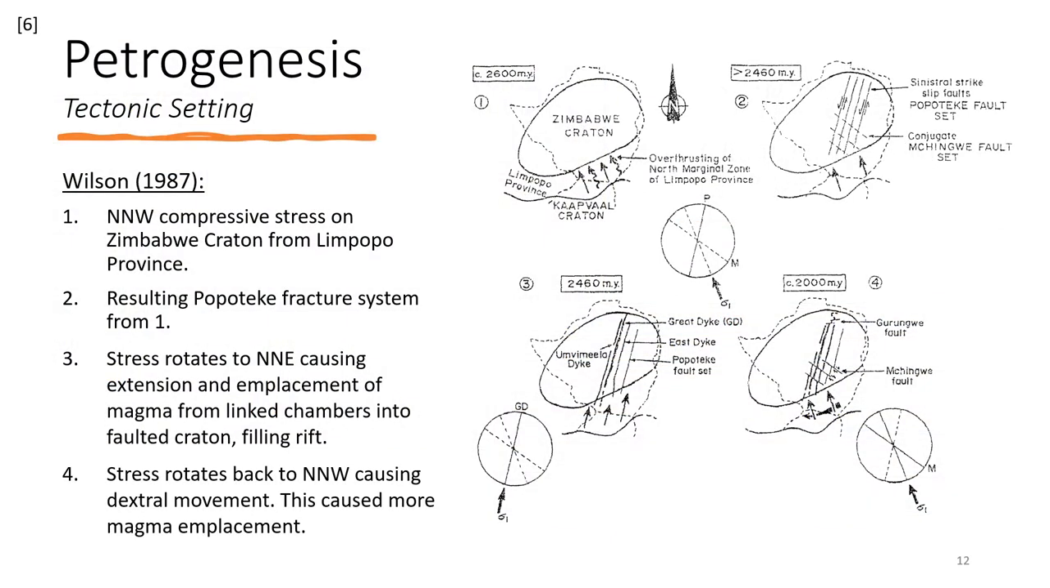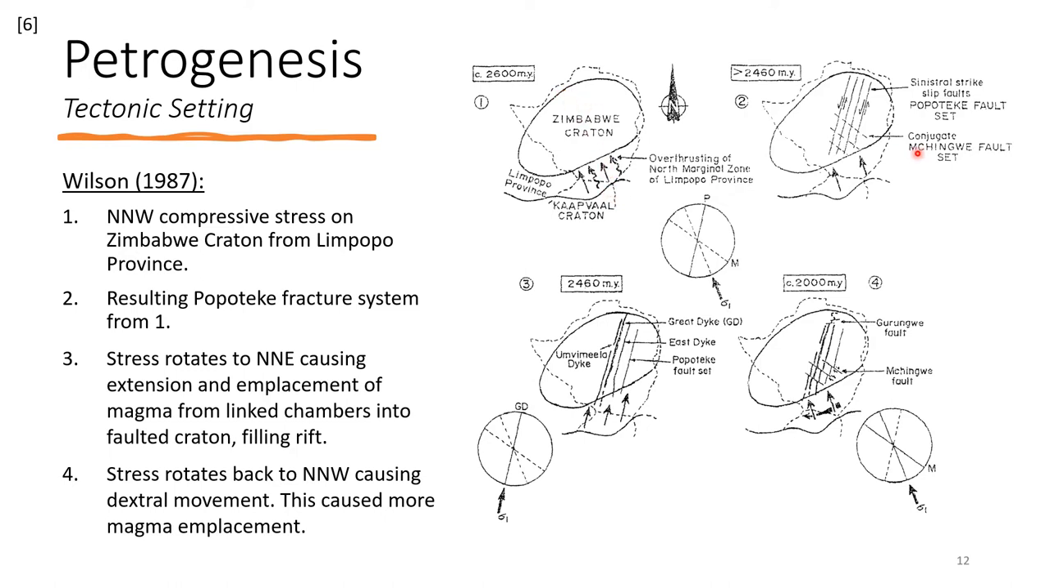Now we're going to look at petrogenesis, and we're going to start specifically with tectonic setting. The proposed tectonic setting that seems to have taken hold is from Wilson in 1987. It involves four steps, and there's an illustration of these four steps on the right. To start, we have the Zimbabwe craton here and the Limpopo province here. In the first step, there's an overthrusting of the Limpopo province onto the Zimbabwe craton, and this creates a north-northwest oriented compressive stress.